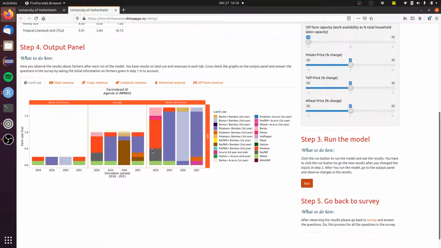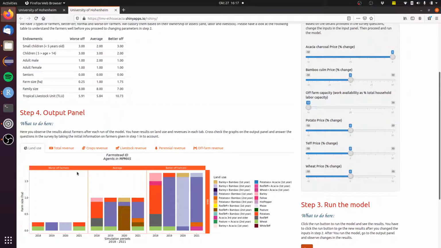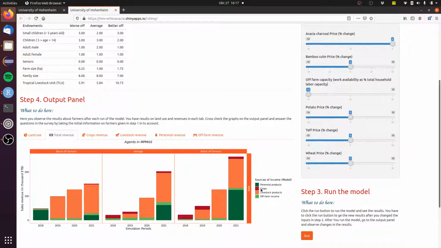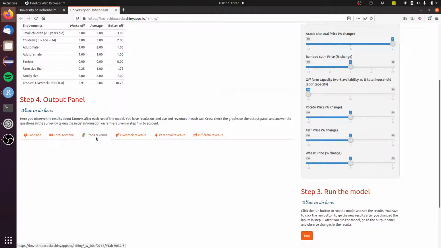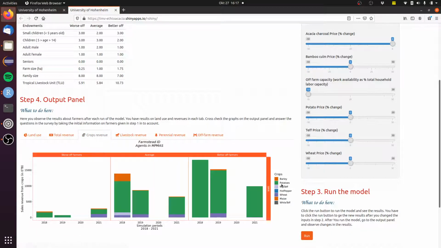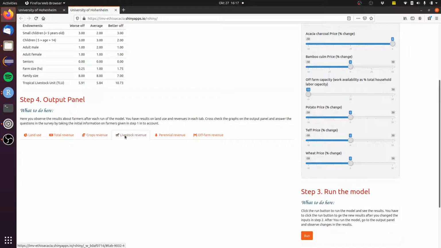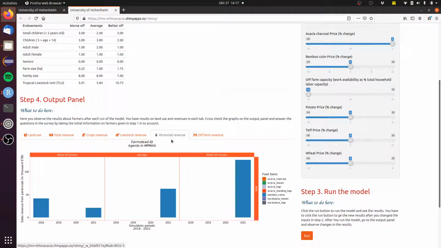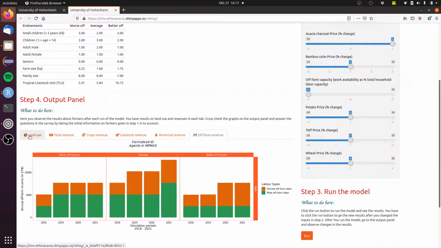We have several outputs. We have output on land use of these three farmers, which we call agents in MPMAS. We have output on their total revenue, the revenue that they get from perennials, crops, livestock products, or farm income, and separately the income that they get from crops, and how much money they are getting from which crops. And we have the same graph for livestock, perennials, and as well as off-farm activities.